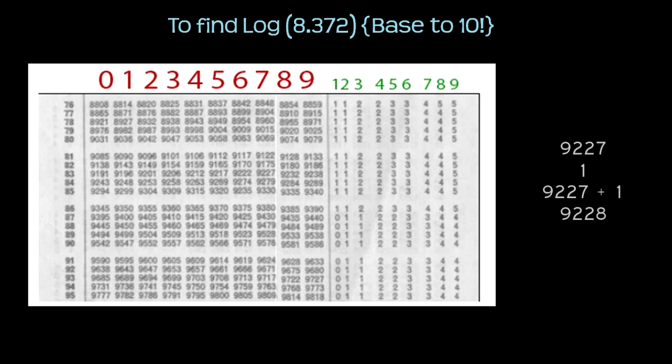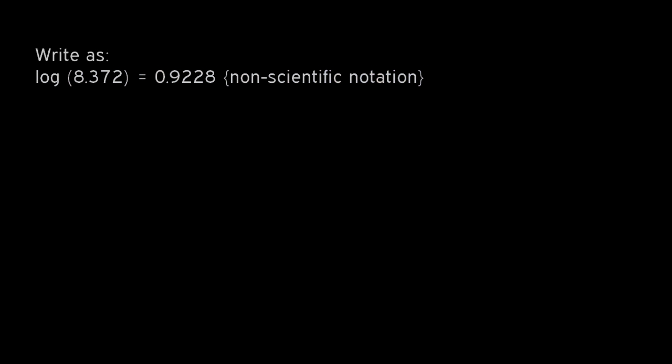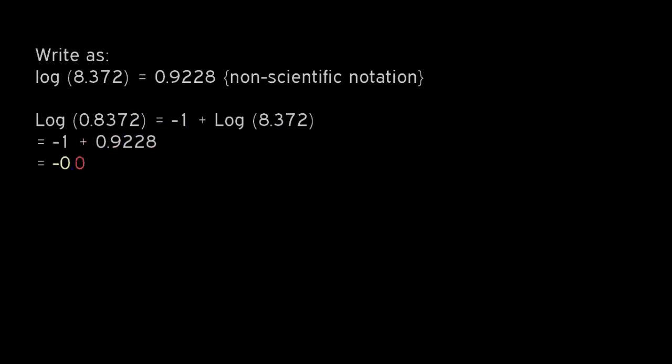We will have 9228. Now the answer will be in non-scientific notation, which will be written as 0.9228. But this is the log of 8.372. Our question was 0.8372. Put it in the equation that we earlier made. Get the answer. Now, logs are very useful, but so far we have only dealt with values.